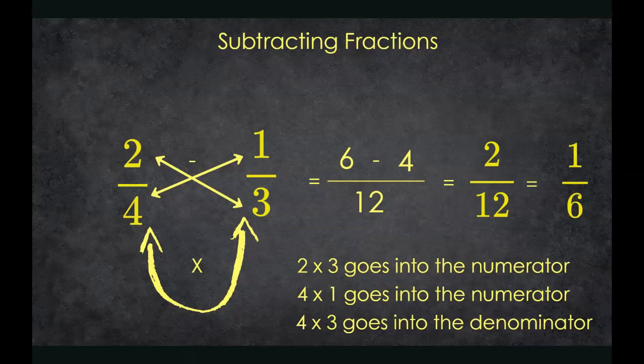Are you crashing out yet? That strategy is so easy. We don't have to list any common denominators. We don't have to do all these extra steps. We just have to crisscross and then multiply the denominators to get our common denominator. All right, let's check it out for addition.